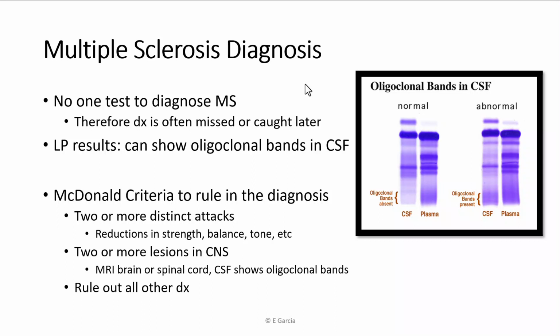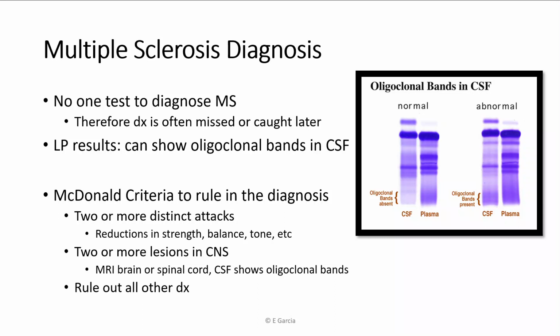One of the things they do right off the bat is a lumbar puncture, and they look at the CSF, looking for something called oligoclonal bands, which show immune activity. There are formal criteria for the cluster of things considered as part of a diagnosis of MS. One is that you have to have 2 or more distinct attacks, an attack being a reduction in strength, balance, tone, and similar.